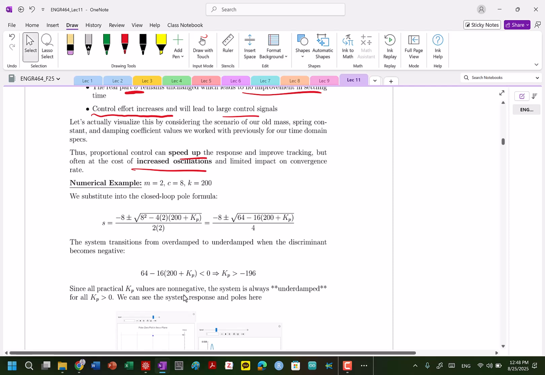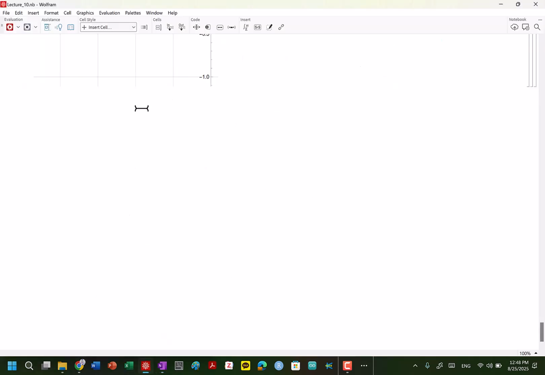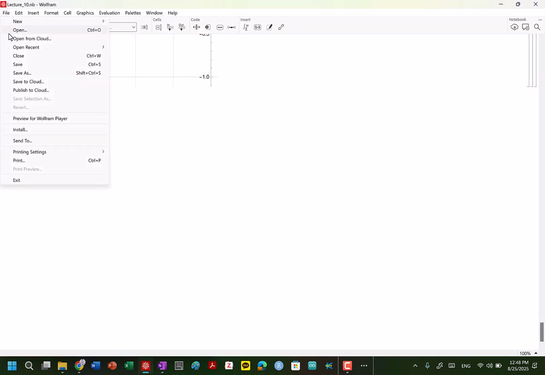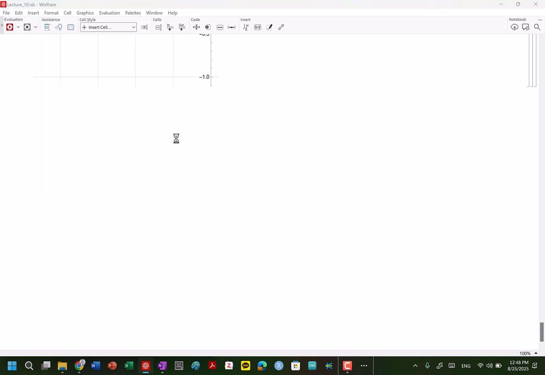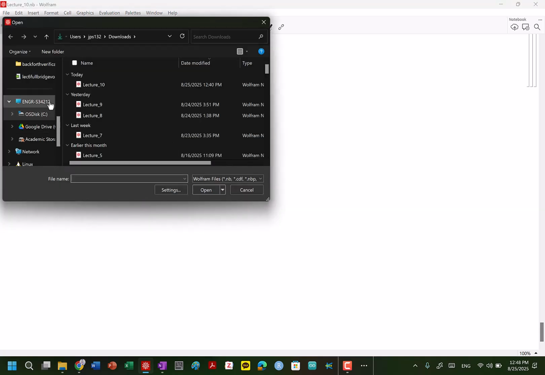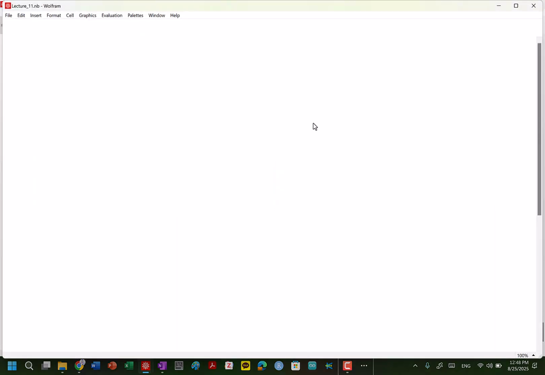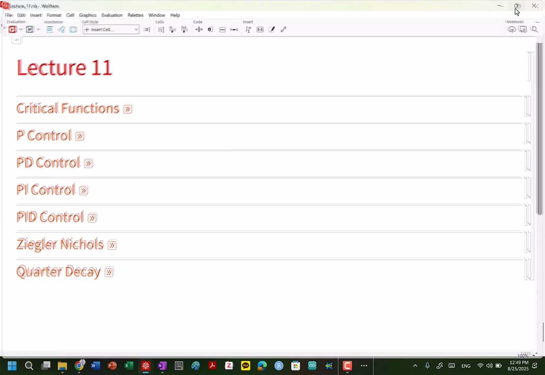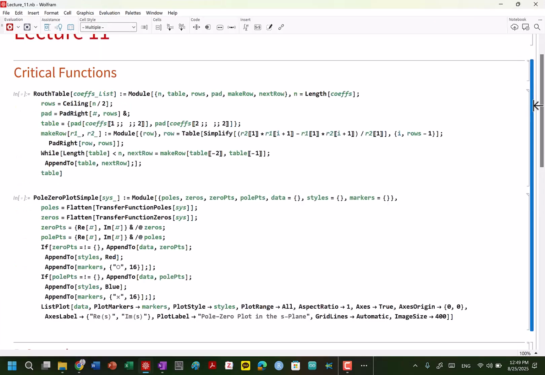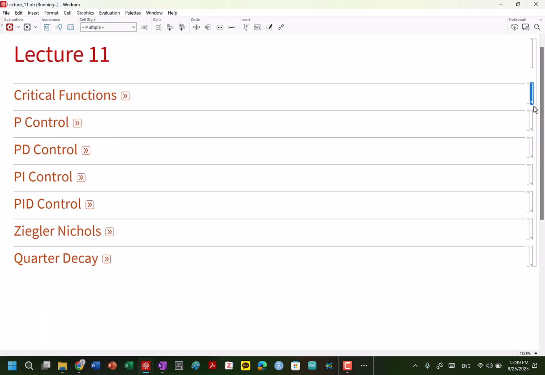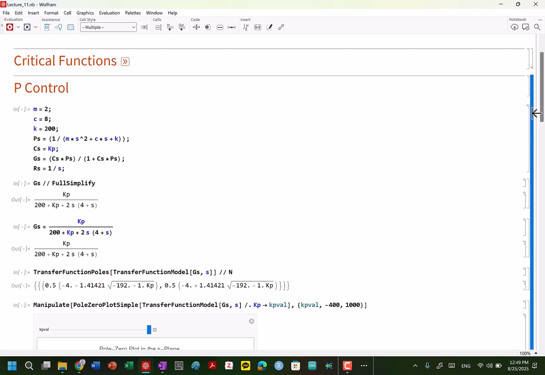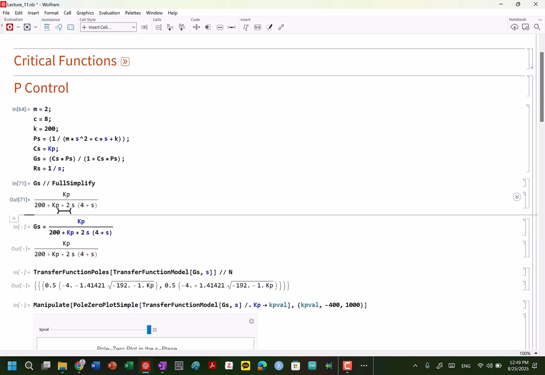So let's go ahead and actually do this with a numerical example because I think it's important. Let's go ahead and open lecture 11. Here we go. And what we can do, I've kind of just put some critical functions in here. So let's do a P control. So I've got my G of S. I've got now my controller in here.